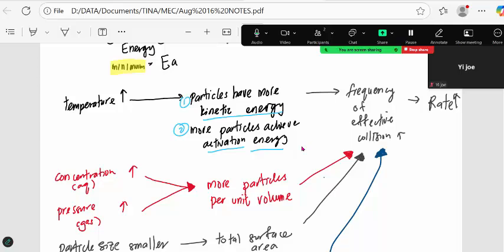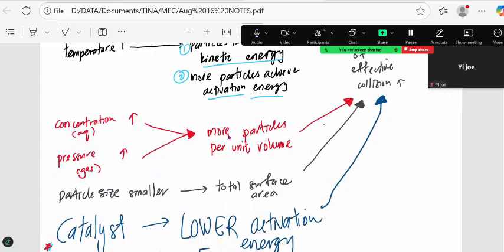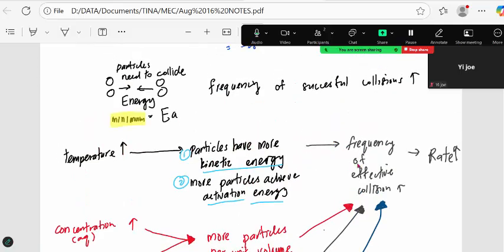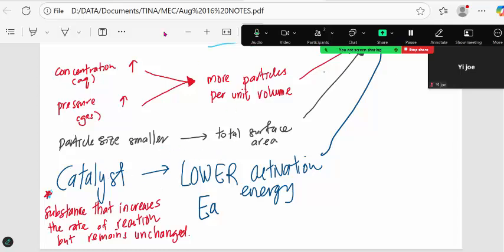When the concentration is high or the pressure is high, there are more particles per unit volume. So the frequency of effective collision increases, and the rate of reaction increases. Remember? Okay. If the temperature is high, the particles have more kinetic energy and more particles achieve activation energy. So again, they collide more often. The more often the particles collide, the more they react. When the particle size is smaller, the total surface area is larger, like powder. Powder will always be faster.